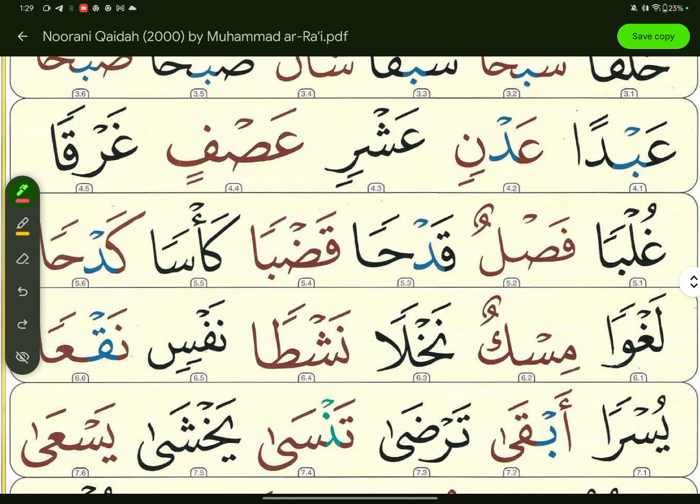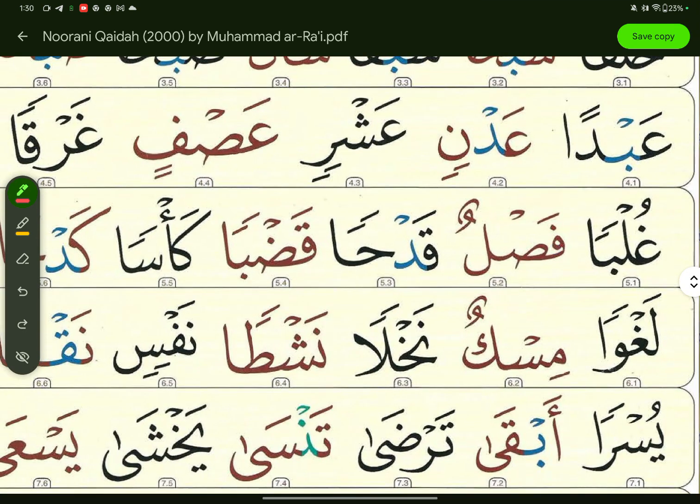And you have the same PDF or picture that you have there, and you're looking at the picture and applying it. Okay, this is actually qaf, or this is actually ba, and so forth. All right, brother Dawood.